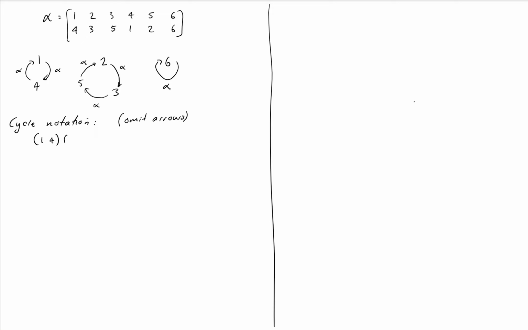My next one, again, is following the numbers in the order they appear, following the arrows. 2 gets mapped to 3, 3 gets mapped to 5, 5 gets mapped to 2, so I close off the cycle. And then 6 gets mapped just to itself. Okay, so this thing here is like a product of cycles. This is called a 3 cycle. This is called a 1 cycle. And this is called a 2 cycle.